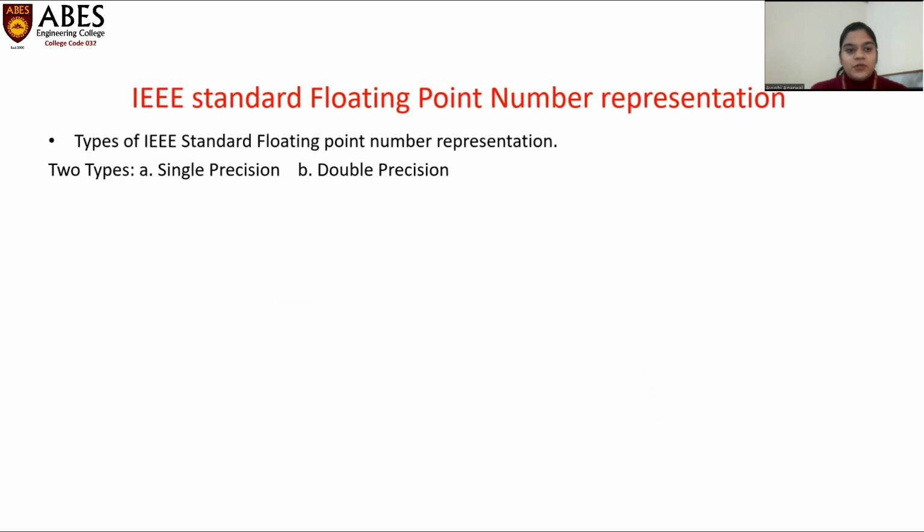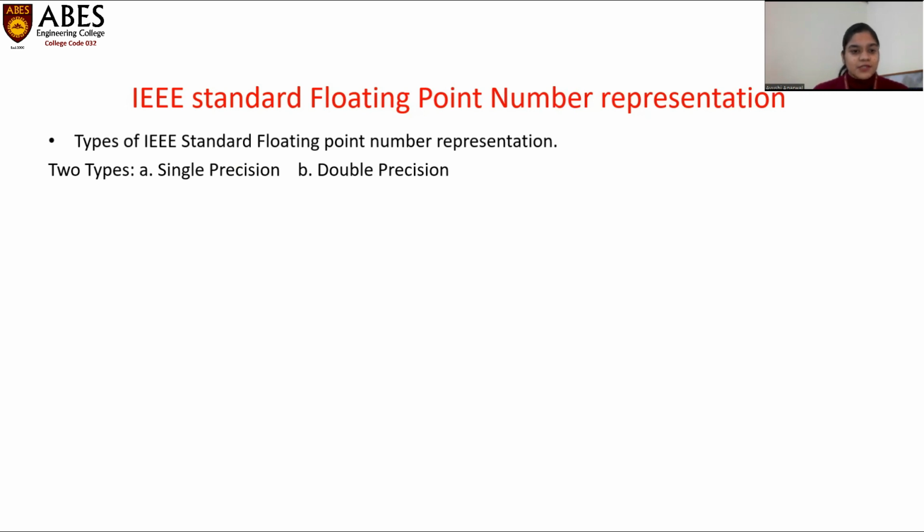Now let's move on. Here I am going to discuss the two types of IEEE standard floating point number representation. We have two methods, or you can say two types, of IEEE standard floating point number representation. One is single precision and the other is double precision. So now let us see both these types one by one.